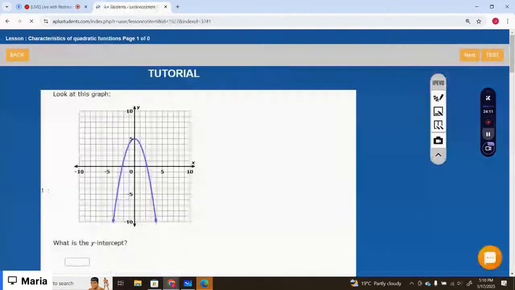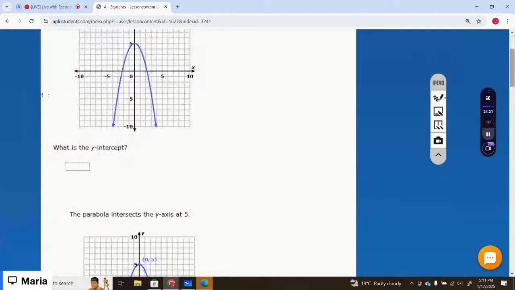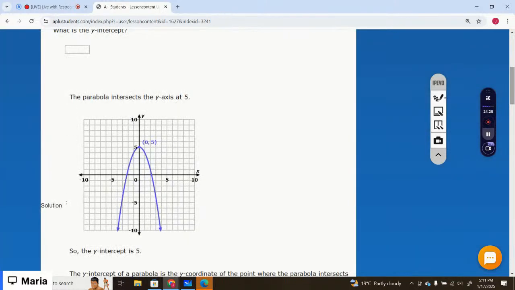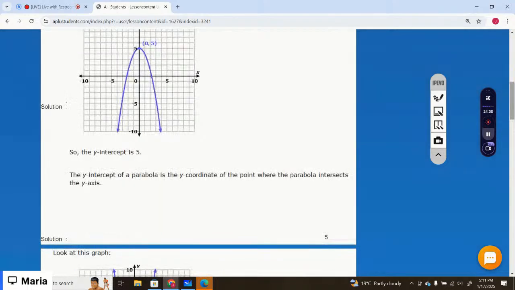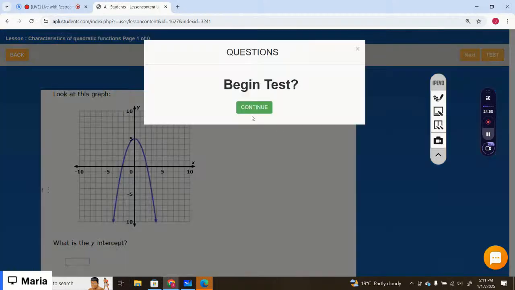Look at this graph. What is the y-intercept? The y-intercept is the point where the graph is crossing through the y-axis. So here's the point from where the graph is passing. That is 5, y equals 5. The y-intercept of the parabola is the y-coordinate of the point where the parabola meets the y-axis, right? The y-intercept is the point where the graph is intersecting the y-axis, right?